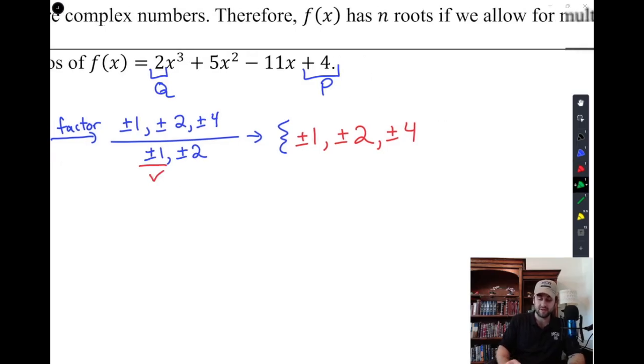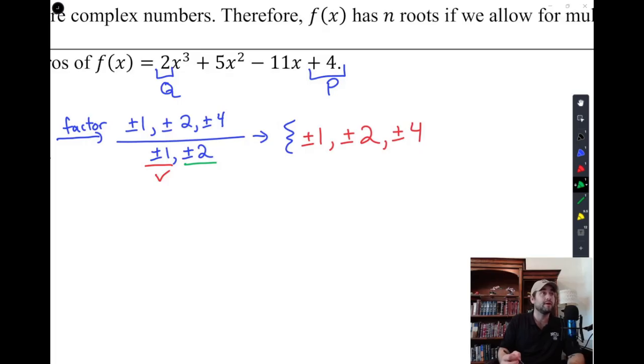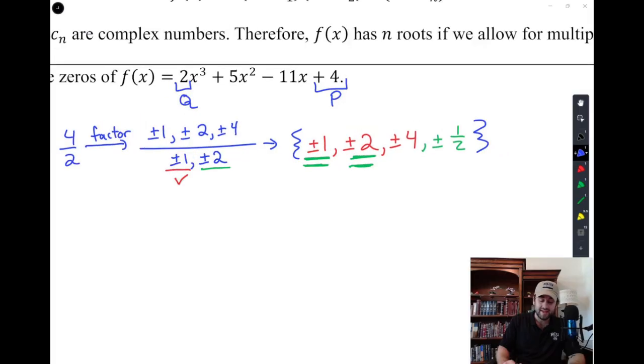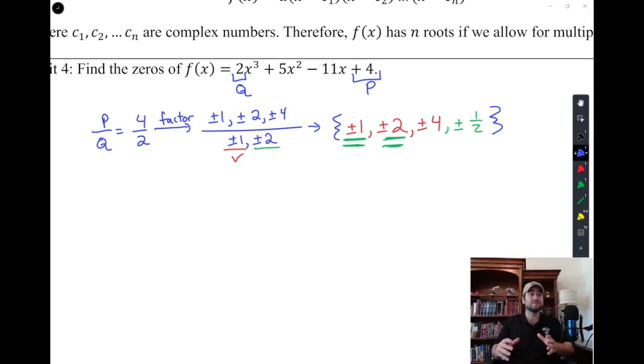Now I'll change colors here for a second and do the 2's on the bottom. 1 over 2 is going to give us plus or minus 1 over 2. 2 over 2 is going to give us plus or minus 1, which we've already accounted for here. And 4 over 2 is going to give us plus or minus 2, which we've already accounted for. And so this set of numbers is all of the rational zeros that are possible.